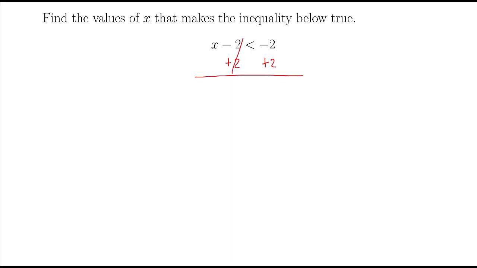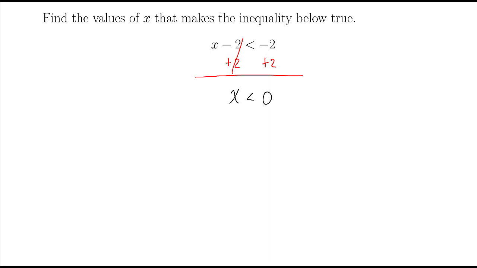Let's keep in mind that the inequality is going to stay the same. The left side will still be less than the right side if I add something to both sides. So x is less than negative 2 plus 2, which is 0. So any x value that is less than 0 satisfies this inequality.